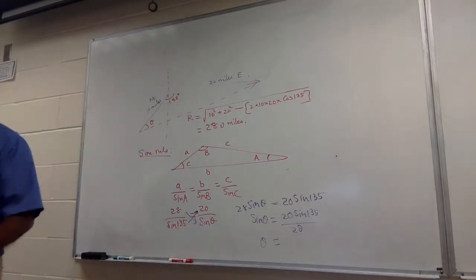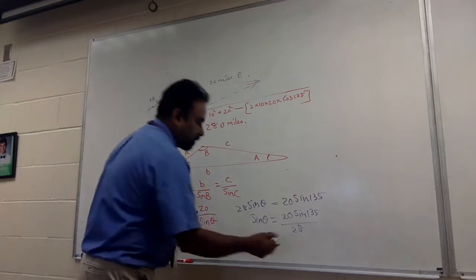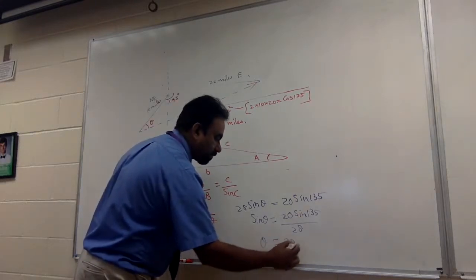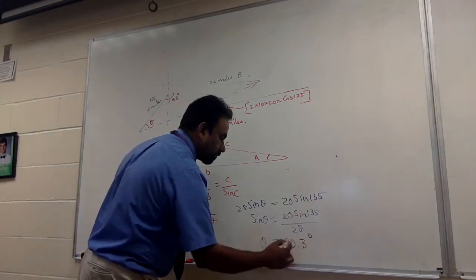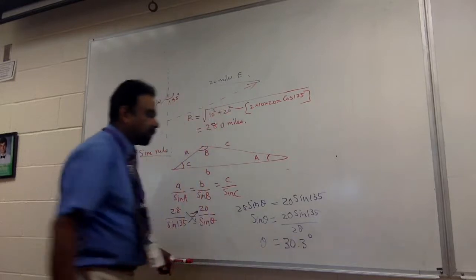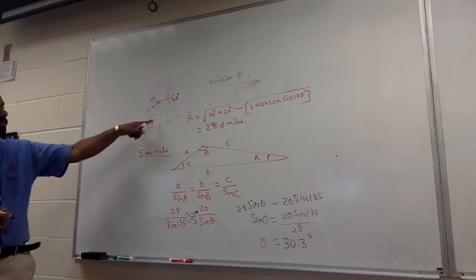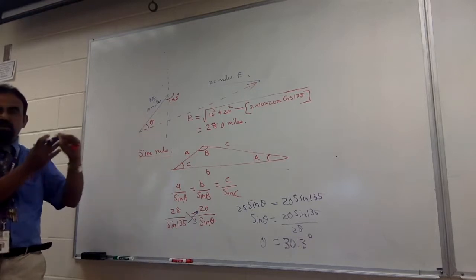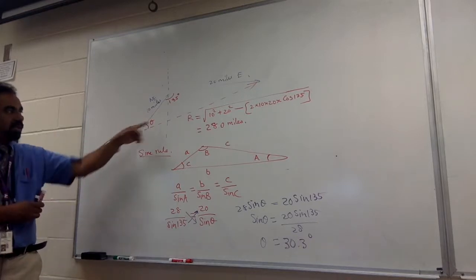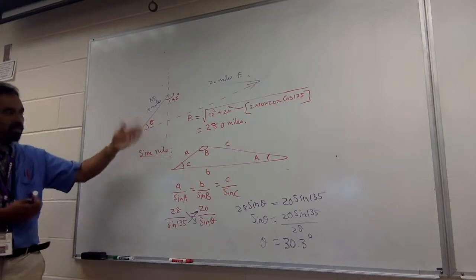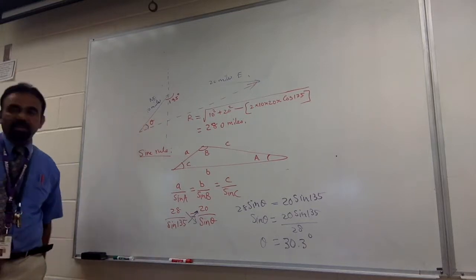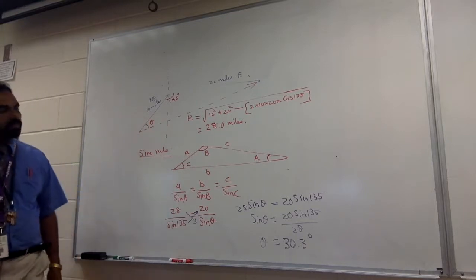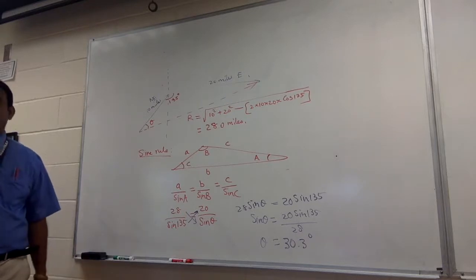Second function, yeah. 30.3. That looks right. 30 point? 30.3 degrees. That looks right here. See, when you get an angle and you're comparing it with this, it looks fine. 30.3 could be that angle. So that's how we find the angle.